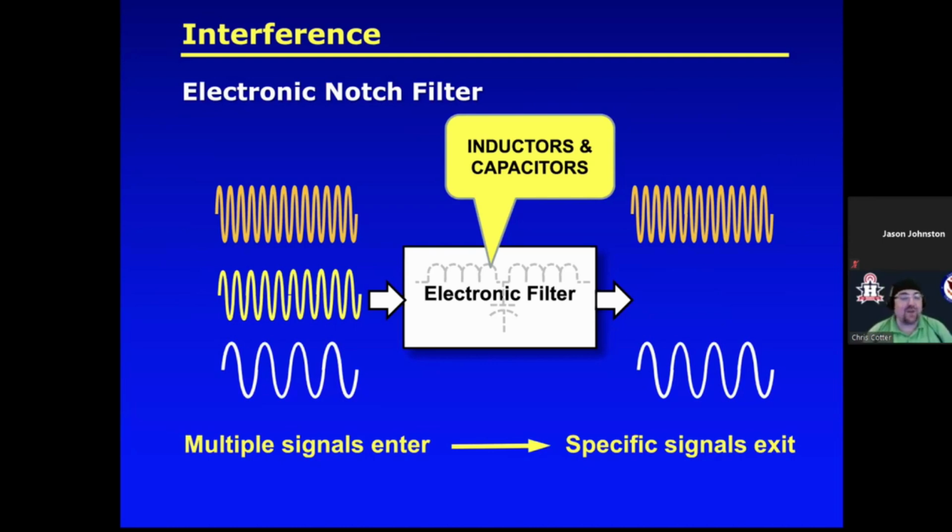Notch filters are very common on HF radios because you can go in there and notch out a certain frequency. If somebody's talking on top of you, you can notch that out to where you do not hear them. They're still there, but you won't hear them because you have filtered them out, and everything else around can continue to go through.